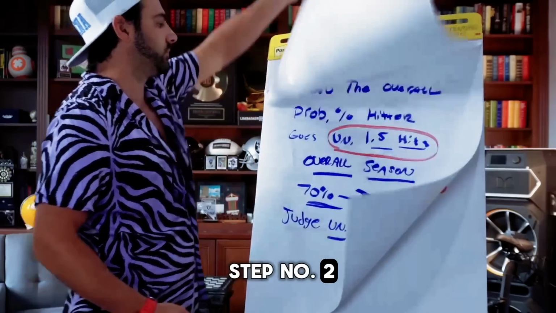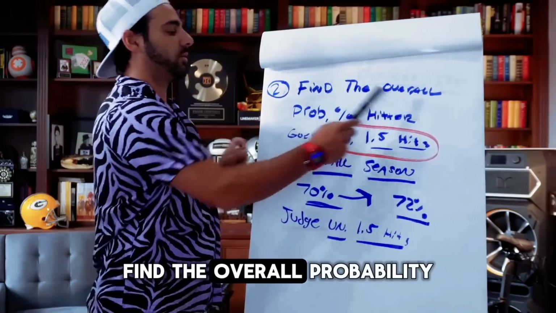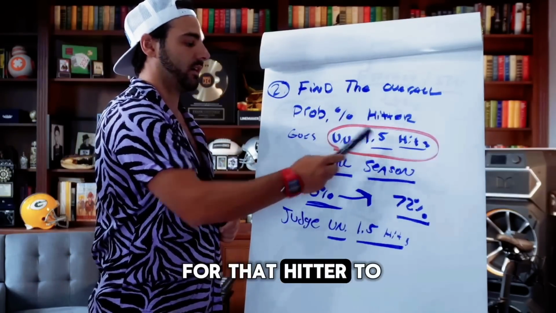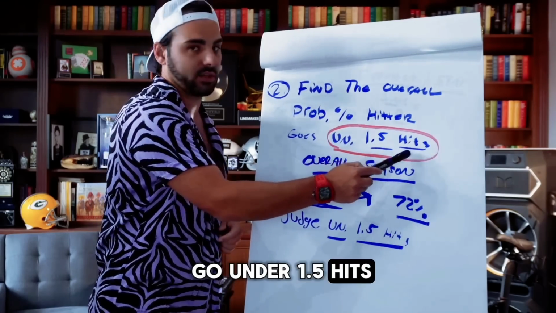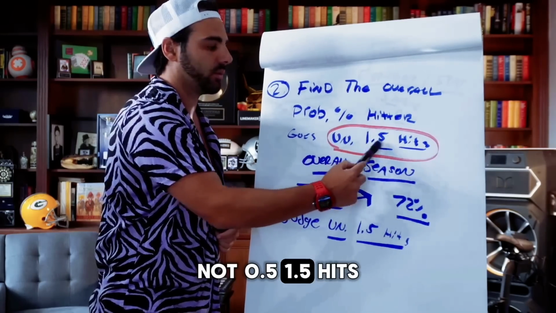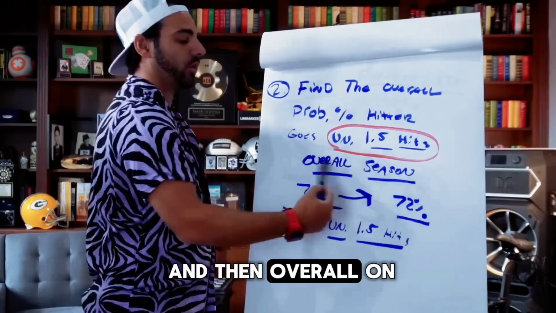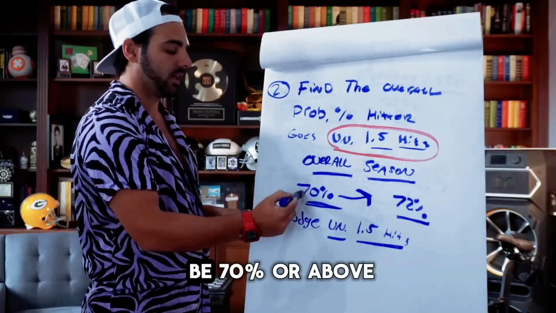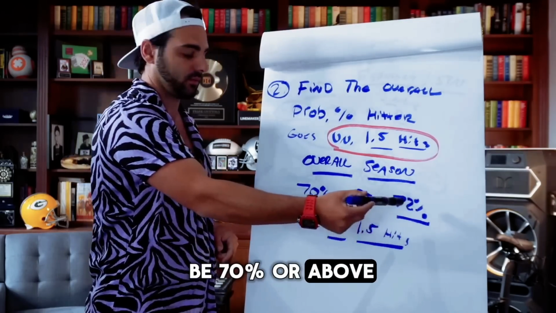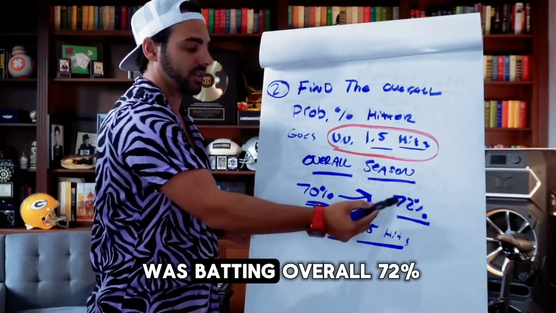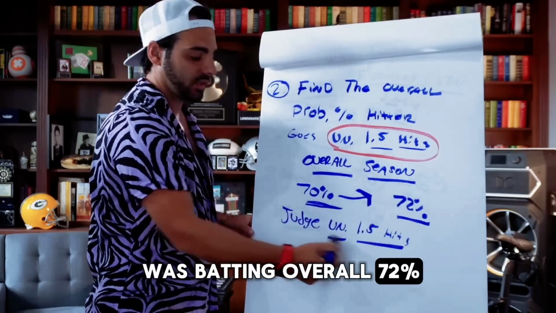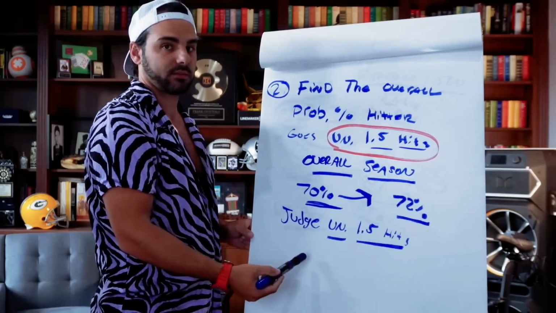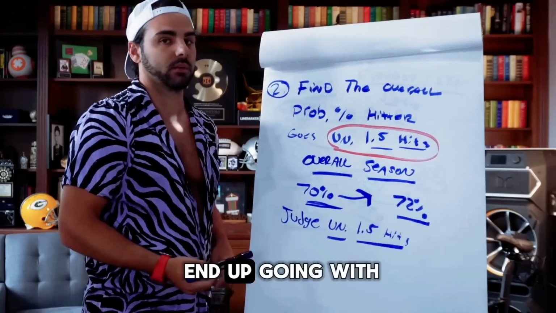Step number 2, find the overall probability for that hitter to go under 1.5 hits. Not 0.5, 1.5 hits. And then overall on the season, you want it to be 70% or above. Like we said, for example, if Judge was batting overall 72% at under 1.5 hits, that would be a play that we'd end up going with.